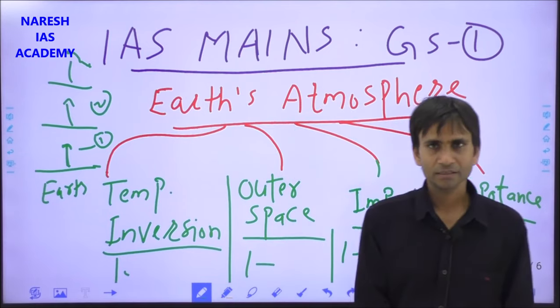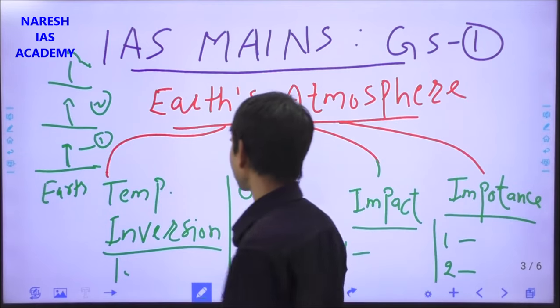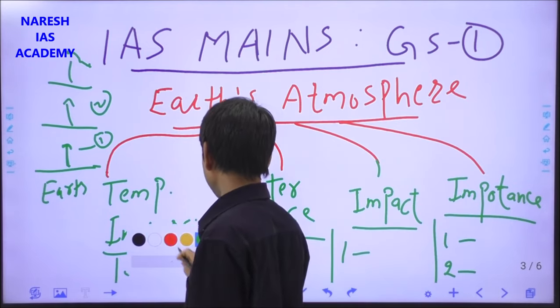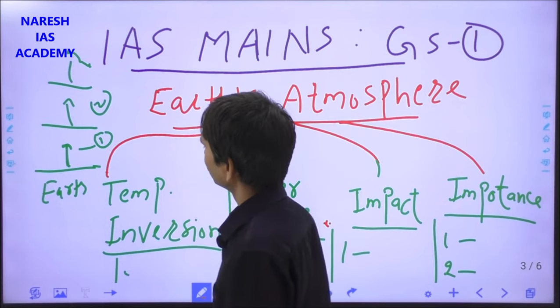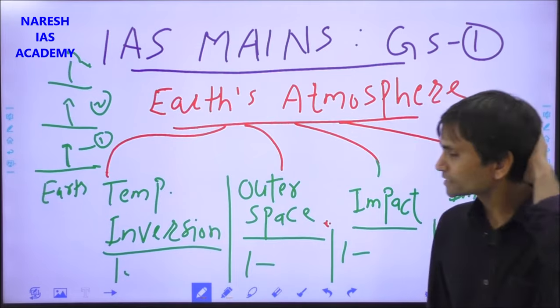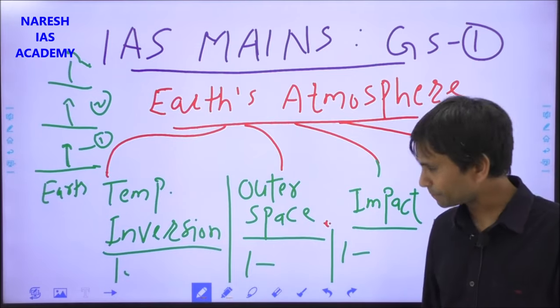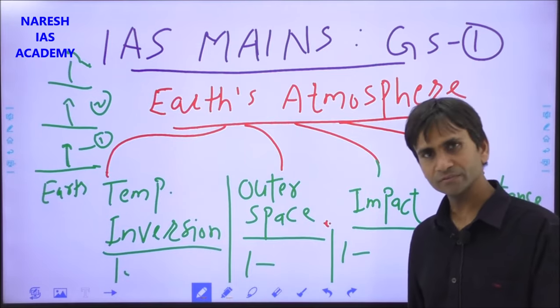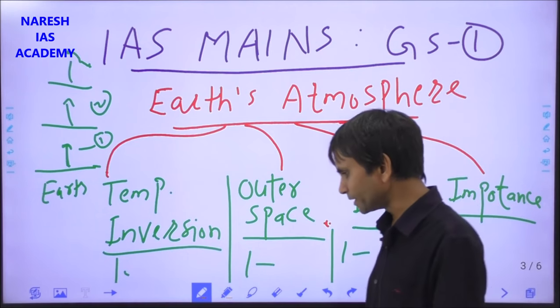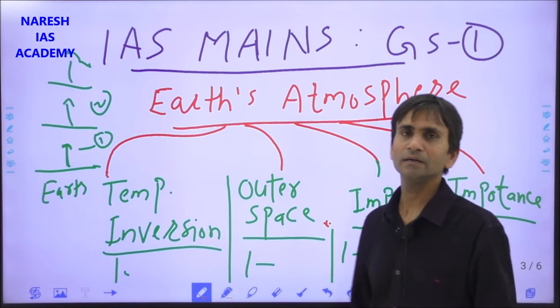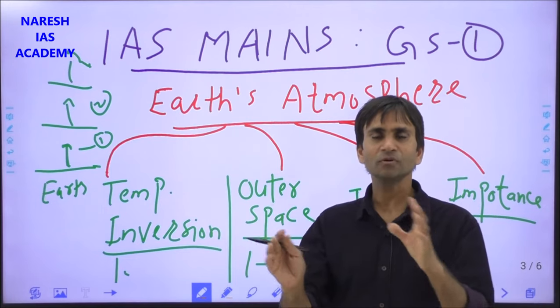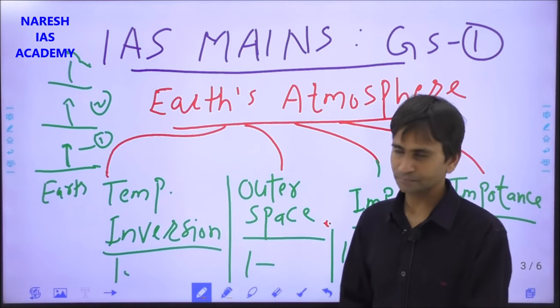I want to discuss mainly 4 aspects according to the IAS mains exam. We must know about them. One is the temperature inversion and what kind of impacts have been seen on human life and the economy of any country, and the natural heat system or the heat reserve of the Earth.